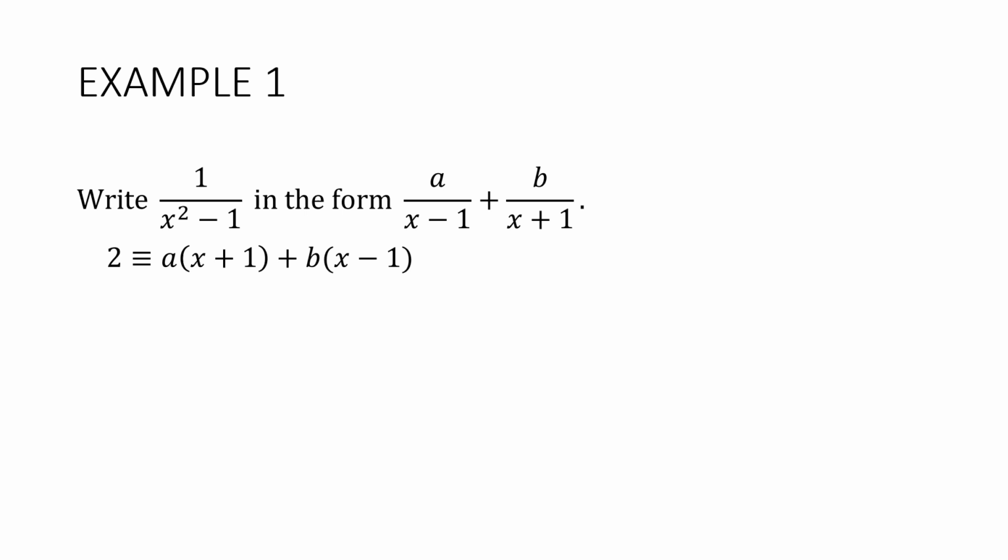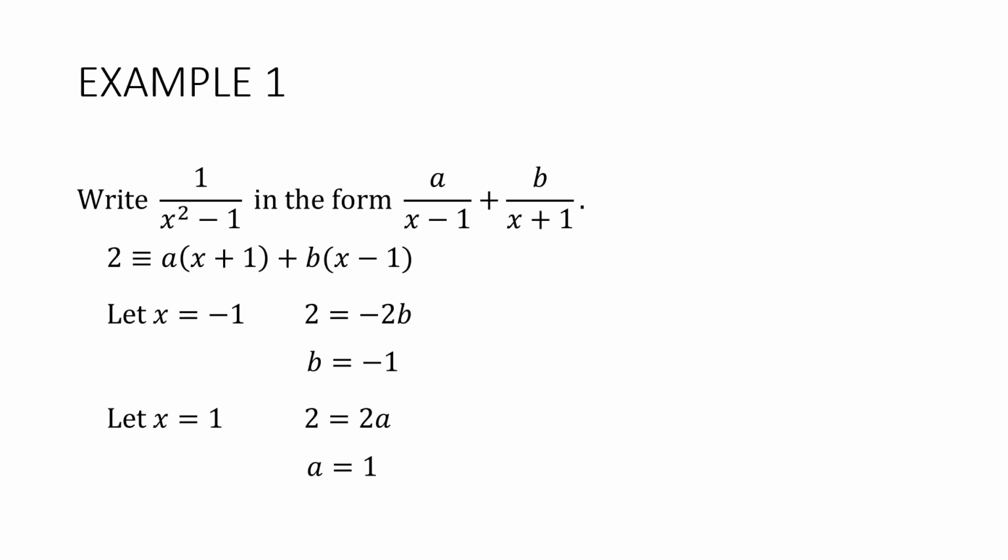Now we're going to make strategic substitutions to eliminate variables. We'll start by letting x equal negative 1, because that's going to wipe this whole term out. We end up with 2 is equal to b multiplied by negative 2. So b is equal to negative 1. Now we're going to substitute x is equal to 1. And we'll end up with 2 is equal to 2a, and so a is equal to 1. Therefore, we can write 1 over x squared minus 1 as 1 over x minus 1, take away 1 over x plus 1.